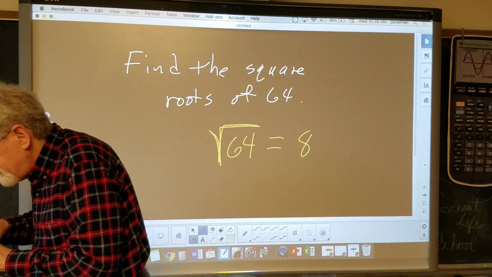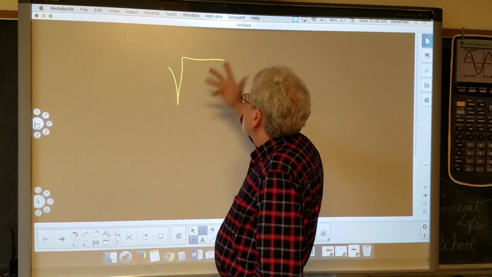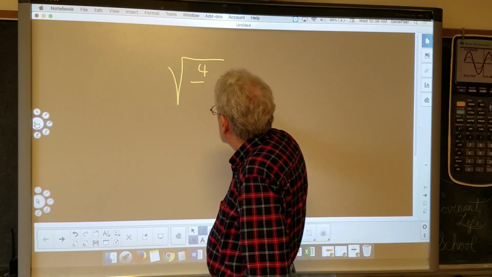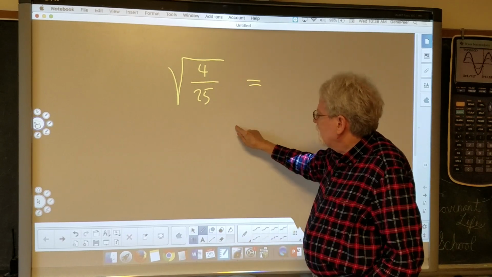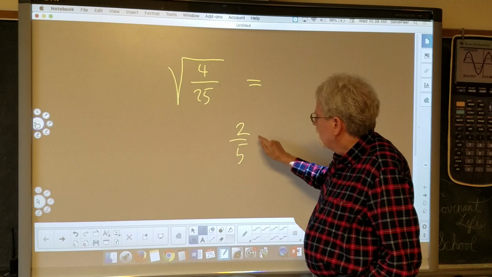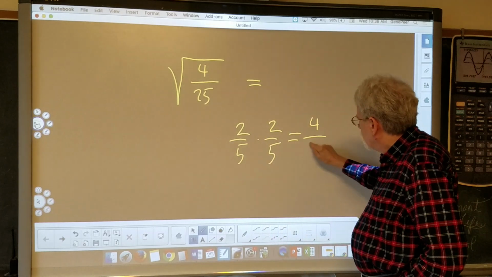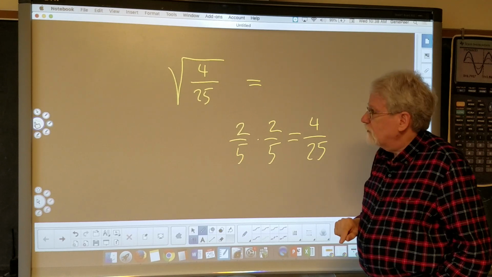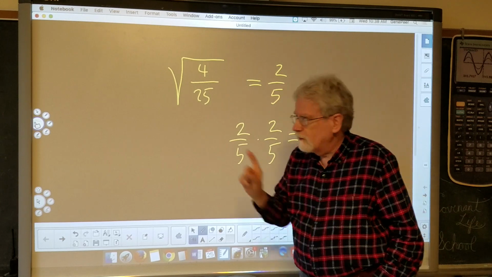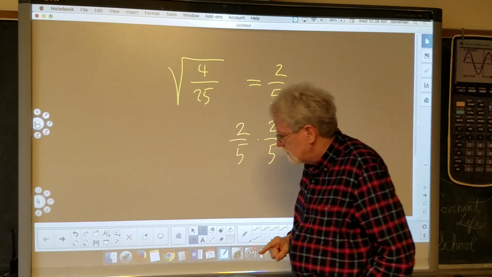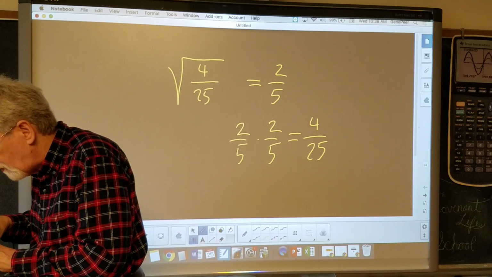Now, don't let fractions scare you. What's the square root of, say, 4 25ths? Well, isn't 2 fifths times 2 fifths equal to 4 25ths? Yes. So the square root of 4 25ths is just 2 fifths. So don't let those scare you. Fractions are not always scary. In this case, fractions are no problem at all. It's kind of like 2 little square root problems built into one.